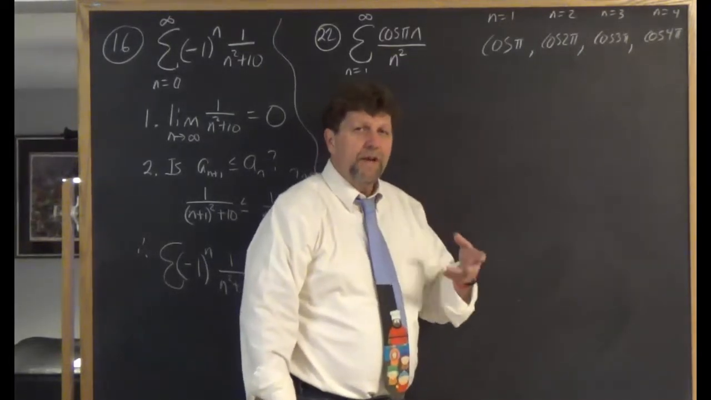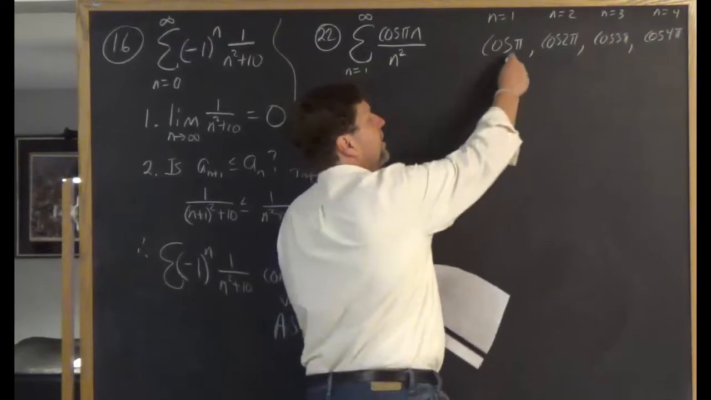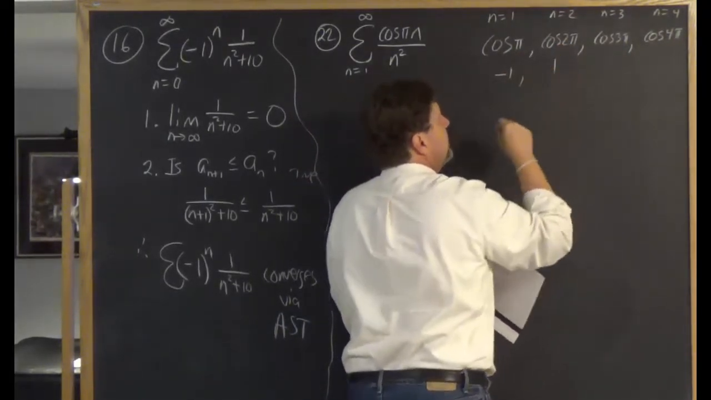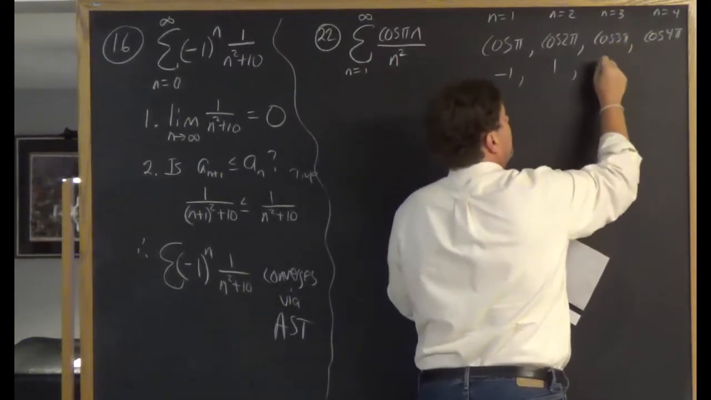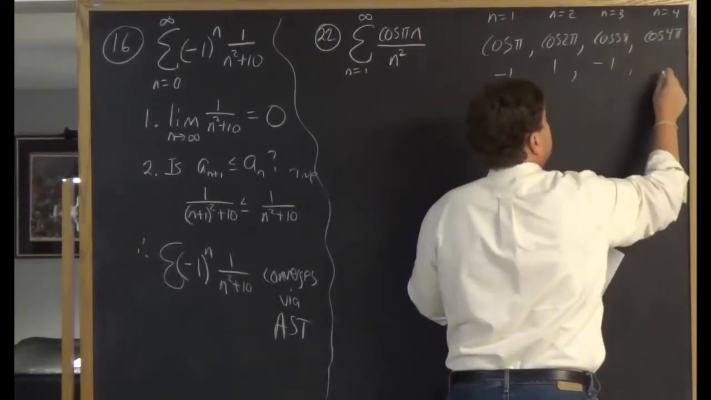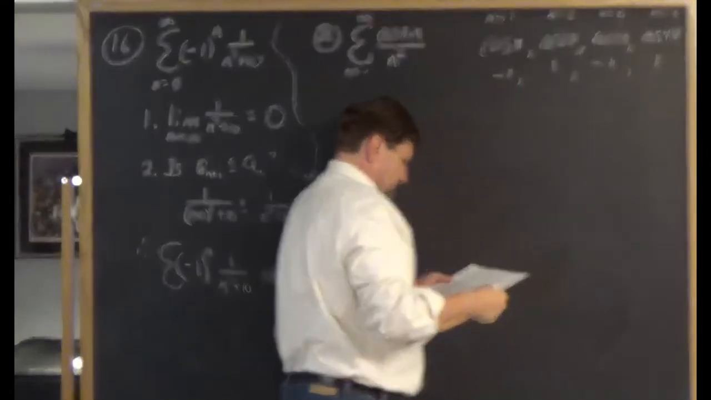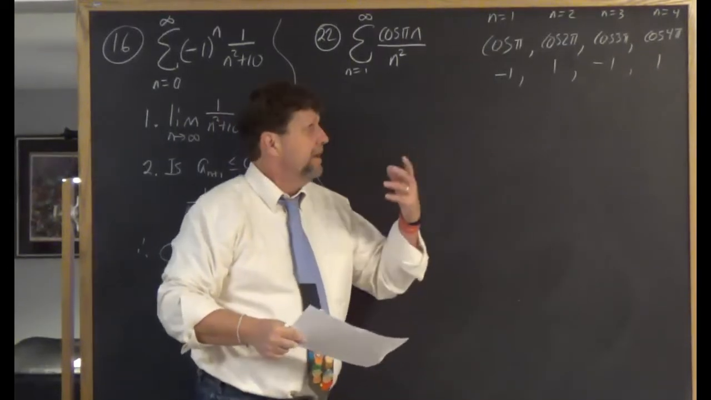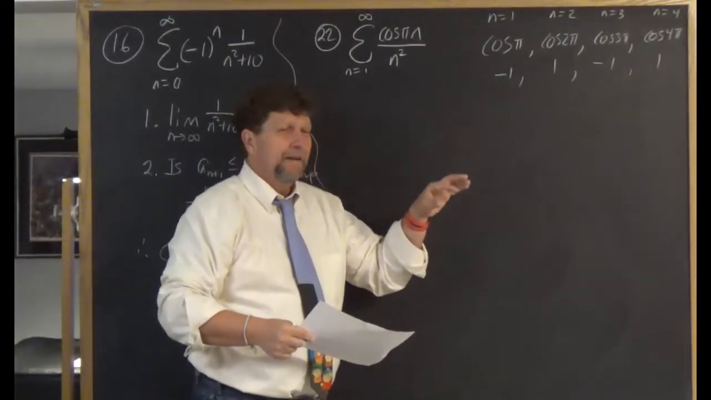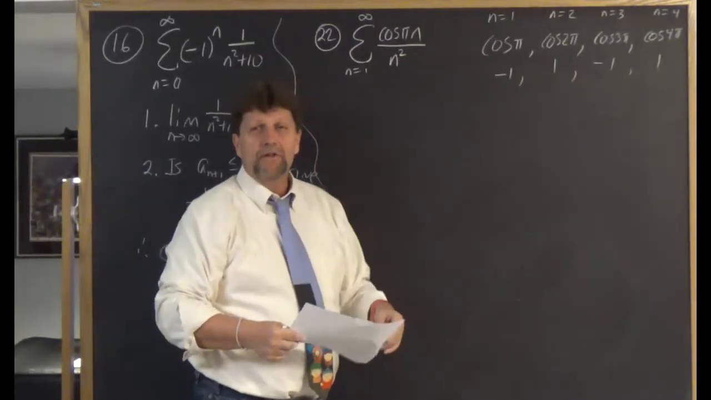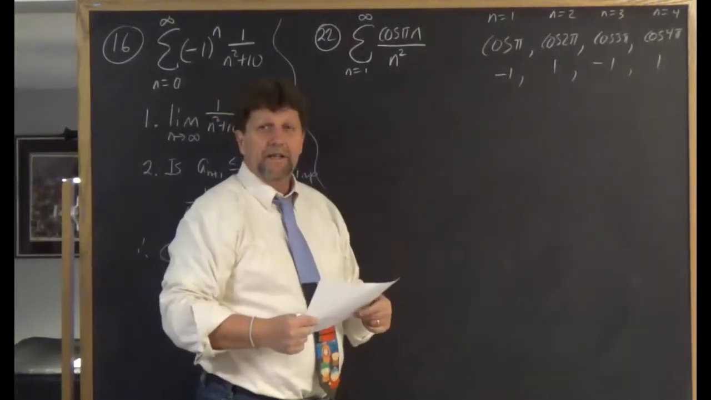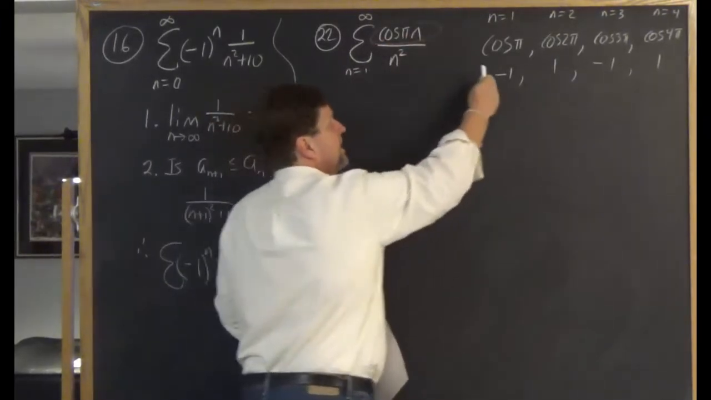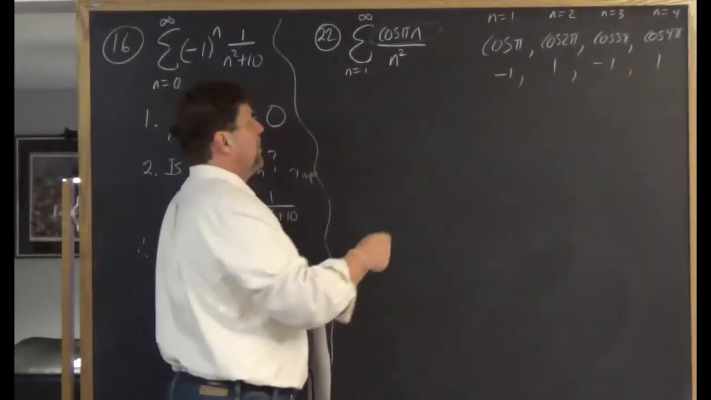We can do this. We know this. We're unit circle gurus. We know the cosine of pi is negative 1. The cosine of 2 pi is 1. The cosine of 3 pi, negative 1. The cosine of 4 pi, we know that's 1. So negative 1, 1, negative 1, 1. That's an alternating series. So really, this piece right here was disguising the negative 1, 1, negative 1, 1.